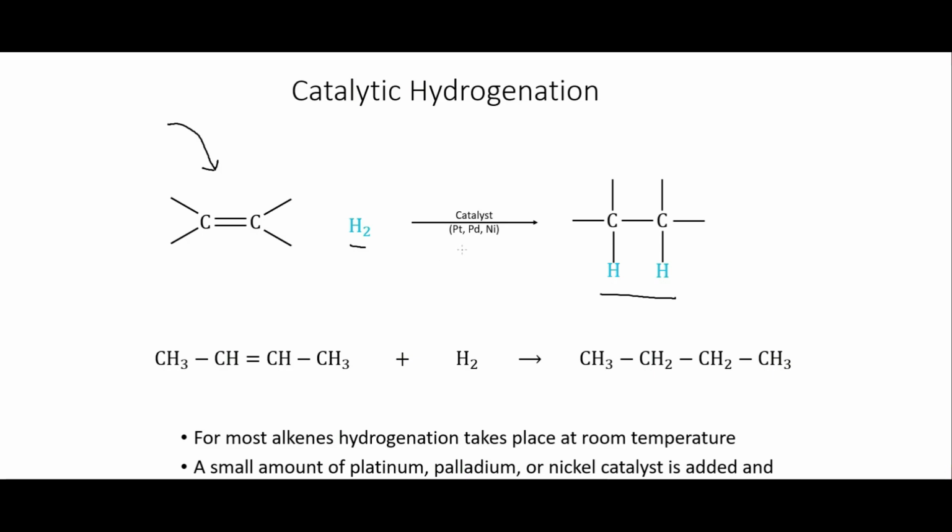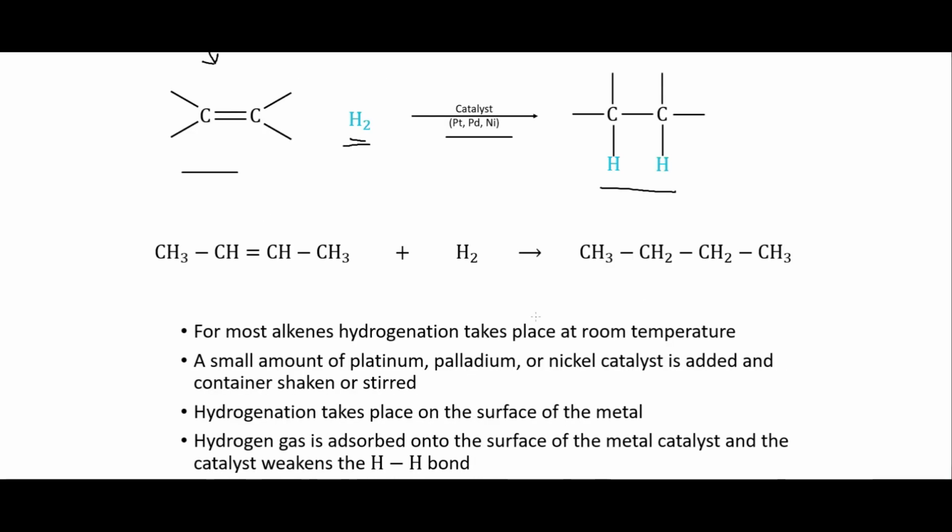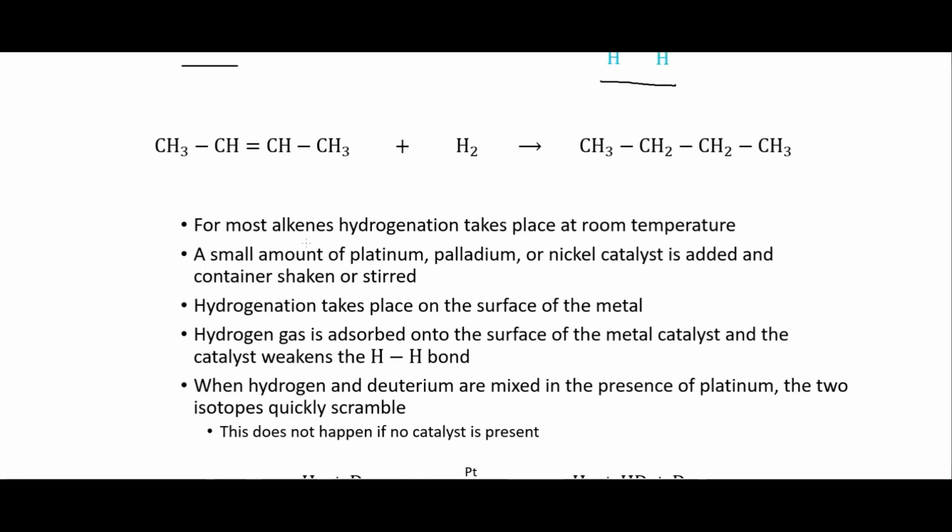So for this, we're going to use one of these catalysts here, the platinum, palladium, or nickel. And so we'll have our alkene and our hydrogen gas here. And so we will be adding those hydrogens across that double bond. For most alkenes, hydrogenation takes place at room temperature. A small amount of platinum, palladium, or nickel catalyst is added in the container, and then the container is shaken or stirred. So the hydrogenation takes place on the surface of the metal.